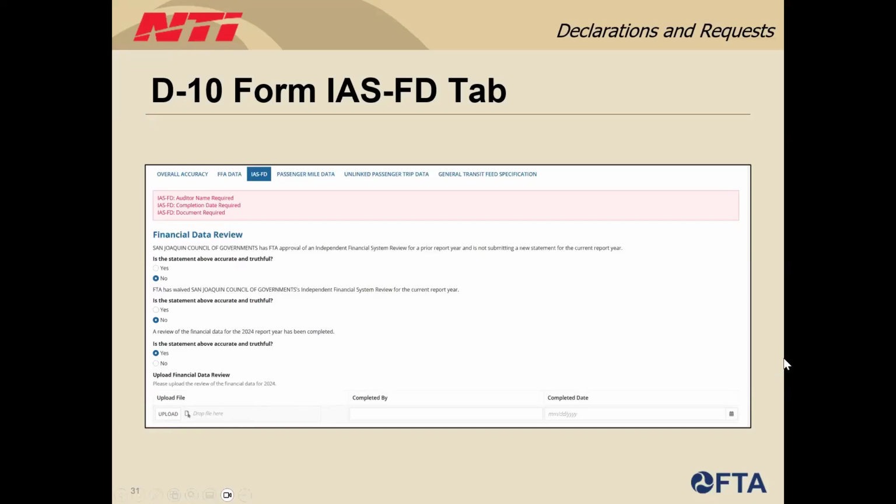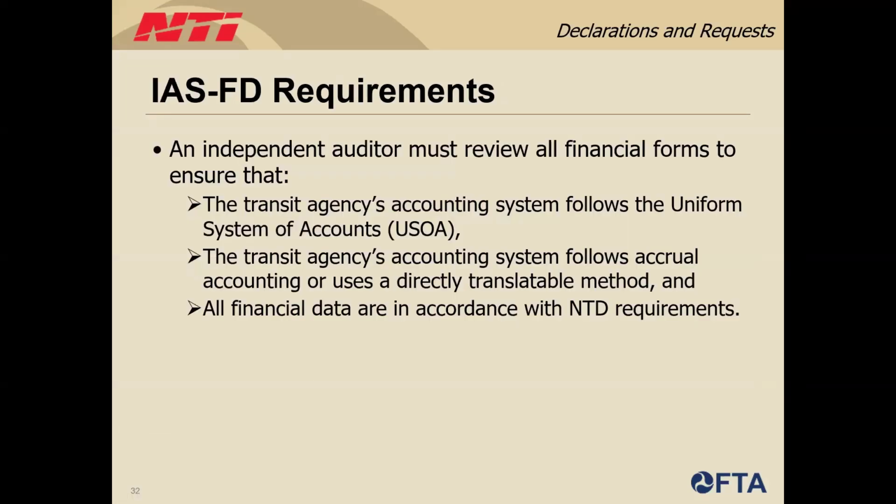As noted before, the purpose of the IASFD is for an auditor to review the financial statements of the agency and determine whether the agency's accounting system meets FTA requirements. For full reporters, this includes reviewing their sources of funds, which is the F10 form, the uses of capital, the F20 form, and all other forms a part of the financial module in the reporting system. For reduced reporters, the auditor would review the reduced reporting RR20 form.